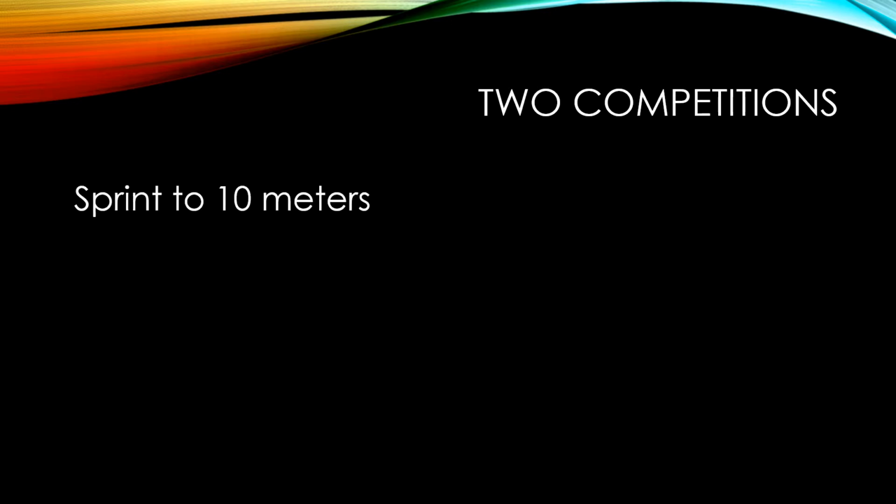The sprint to 10 meters is the first one. The goal is to use up the energy as fast as possible. The next is range. The goal for this choice is to save up the energy so that the car will go further. You need to approach the two races differently.